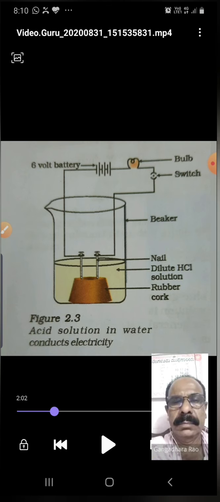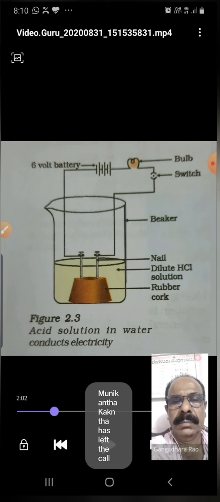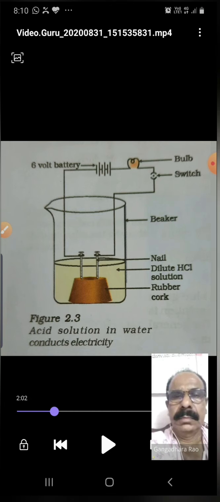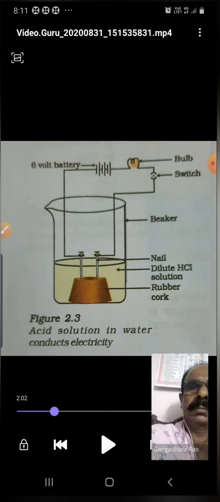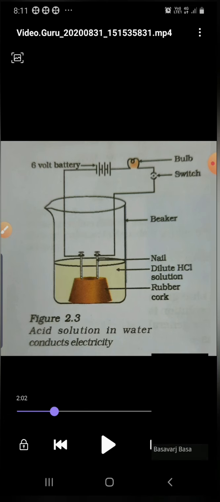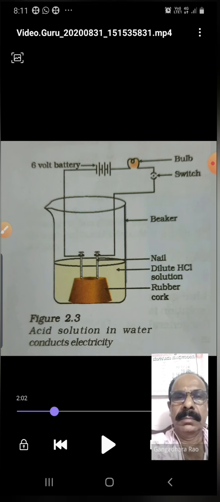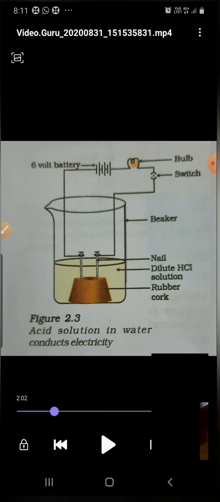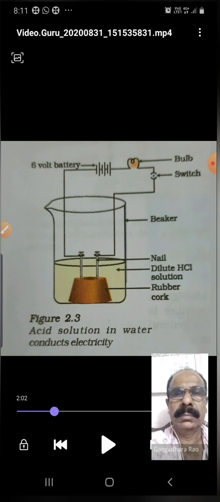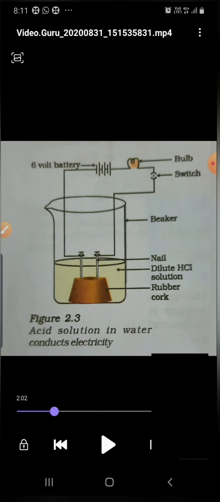It shows when acid is diluted and within that solution, when we connect it with a battery and a bulb, after some time we see that the bulb starts glowing. How is it possible? It is possible by the dissociation of ions. That is, HCl dissociates into H plus and Cl minus, and these ions are responsible for conducting electricity. As a result, the bulb glows.